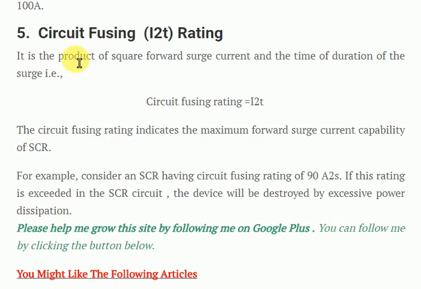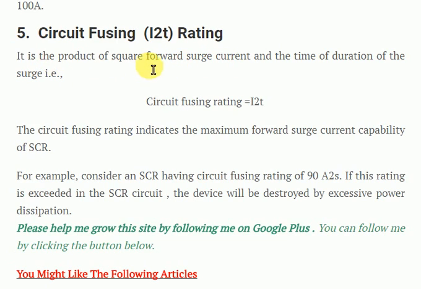Circuit fusing, I squared t rating. It is the product of the square of the forward surge current and the time duration of the surge. Surge means a sudden powerful upward and forward movement. That is a forward current.